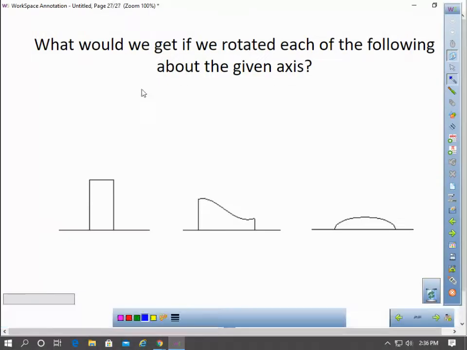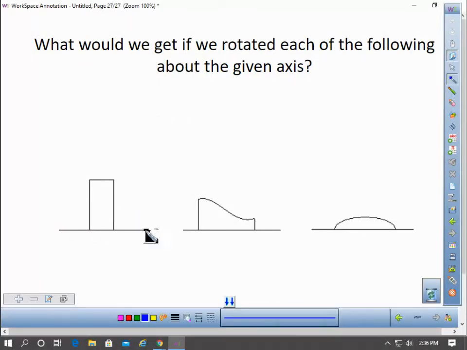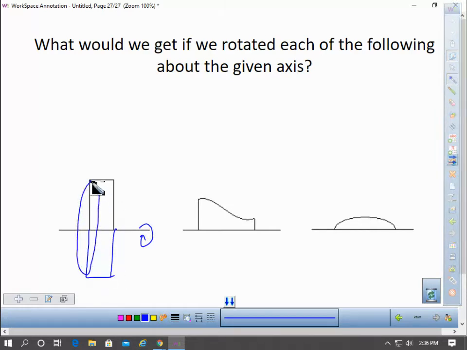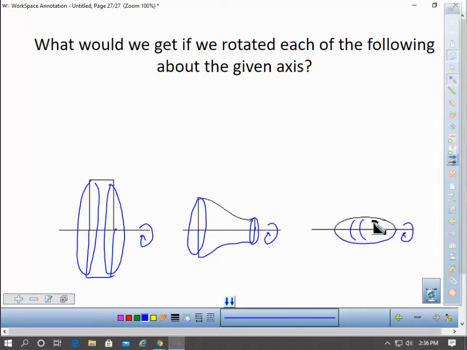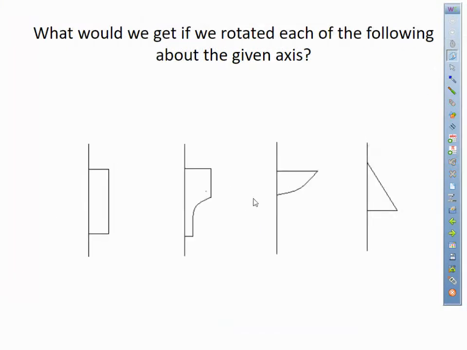Now, when we get volumes, remember we're rotating our shape around an axis. So we're rotating around this axis. This comes down here. It rotates around in a circle, and we get a three-dimensional object. Again, rotating around here, this comes on this side. We're rotating in a circle, so we get a three-dimensional jug shape. Same here. You're rotating this shape around this line, so it ends up being kind of an egg shape solid or potato.